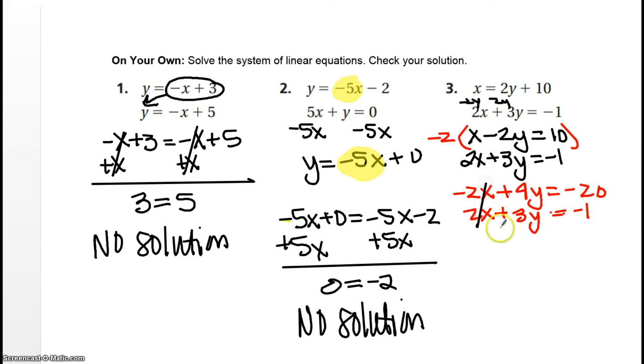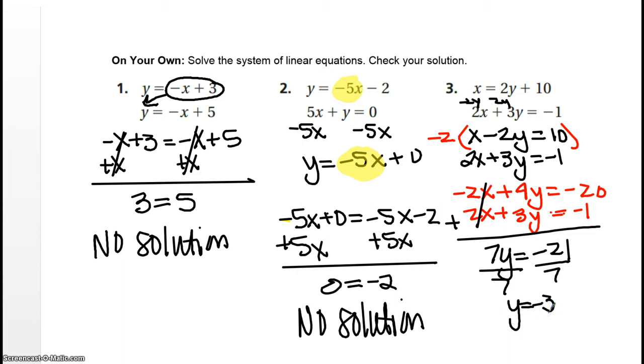Okay, I eliminated the x's, and when I add these two equations together, I get 7y equals negative 21. Divide both sides by 7, and I get y is equal to negative 3. Now I need an x-coordinate. This one looks like it's going to have a solution. Okay, so to get an x-coordinate, you pick an equation. I'm going to pick this first one.